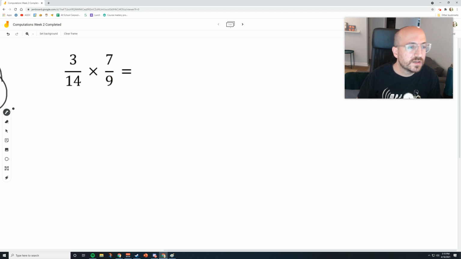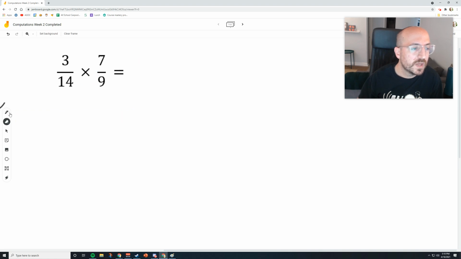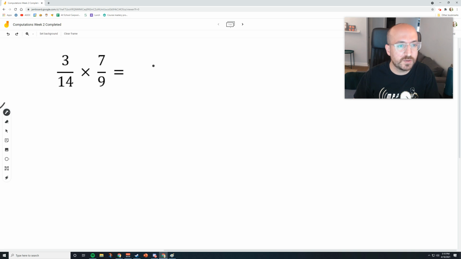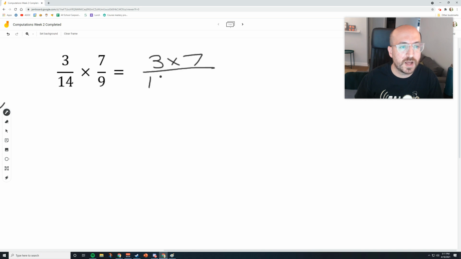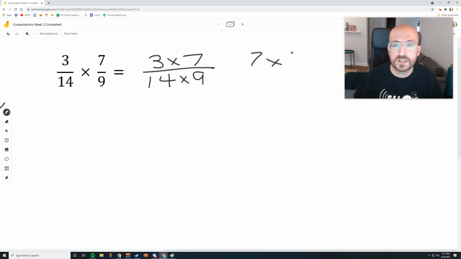Okay, so let's do this. Now, we could just multiply straight across. We don't need common denominators for multiplying fractions. But if you multiply straight across, you'll get 21 over 126. But we're multiplying times 7 and multiplying times 3. Basically, we are going to multiply the top, 3 times 7, and then multiply 14 times 9. We could use the commutative property to flip them around to get 7 times 3 over 14 times 9.